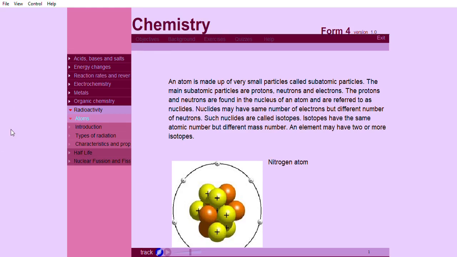Such nuclides are called isotopes. Isotopes have the same atomic number but different mass number. An element may have 2 or more isotopes.